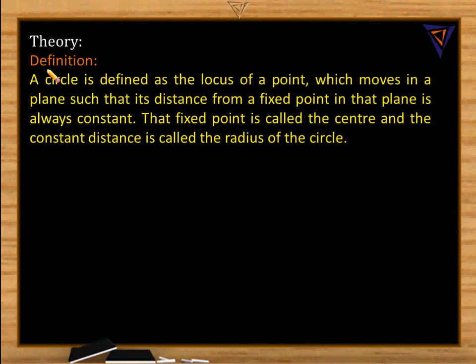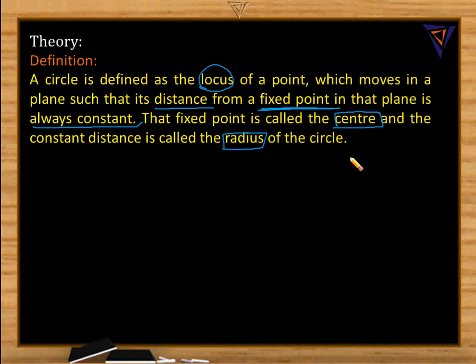The definition of the circle is: a circle is defined as the locus of a point which moves in a plane such that its distance from a fixed point in that plane is always constant, and that fixed point is called the center, and the constant distance is called the radius of the circle.